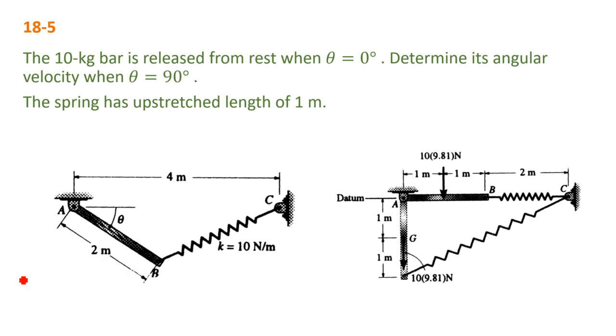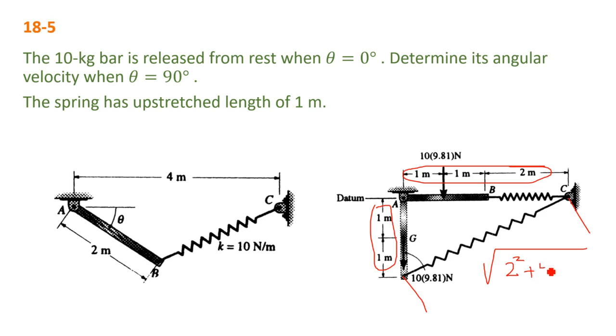Sorry for that, the mouse doesn't work. Yep. So we can find the length of the spring at this position, given that this is 4 meters and this is 2 meters. So that length is going to be the square root of 2 squared plus 4 squared. And the stretching length S is going to be equal to that value minus 1 meter, which is the unstretched length of the spring. Anyway, we're going to go through these slides.